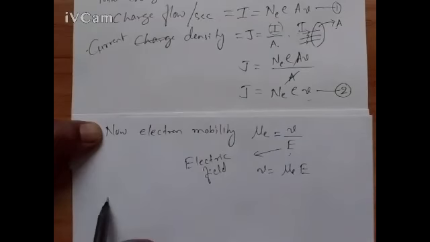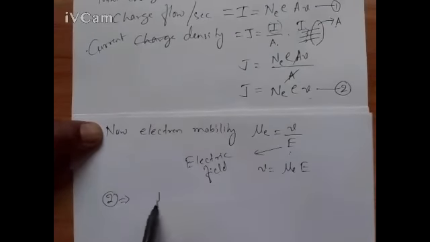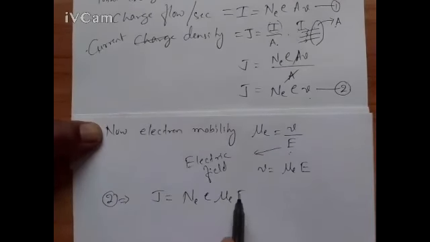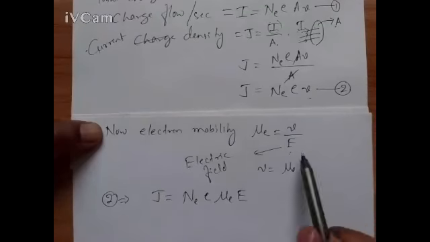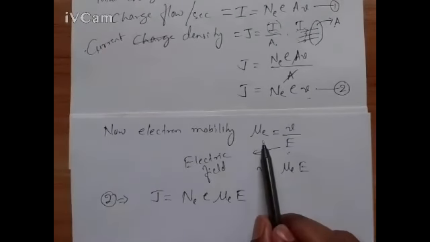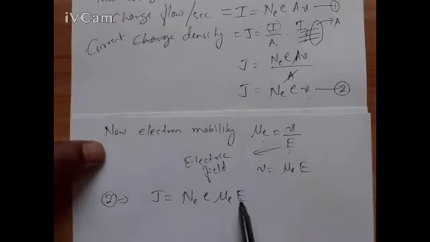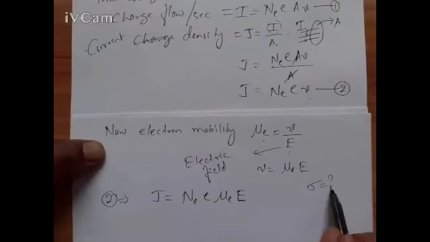Let me substitute that in equation number 2. Equation number 2 will become N E E mu E into E. This is the mobility term, how fast the electrons can move inside the material. Why are we doing this whole exercise? Because I want the conductivity term in the equation.